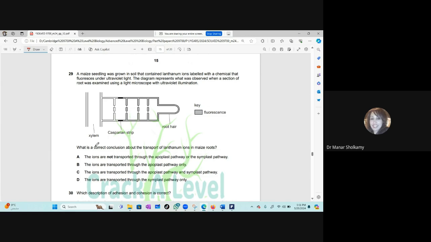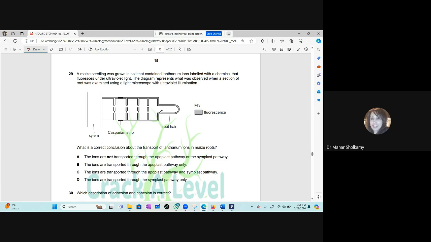What does it show? What is the correct conclusion about the transport of the ions in the roots? The ions are not transported through the apoplastic pathway or the symplastic pathway. The ions are transported through the apoplastic pathway only. The ions are transported through the apoplastic pathway and symplastic pathway. I want you to answer based on what you see, not on what you studied, okay? The ions are transported through the symplastic pathway only. So what do you see in this investigation?